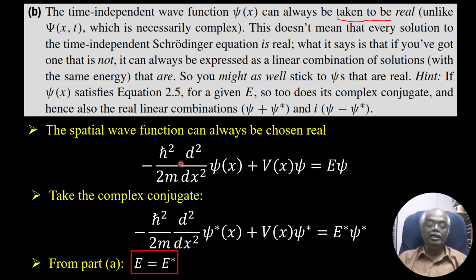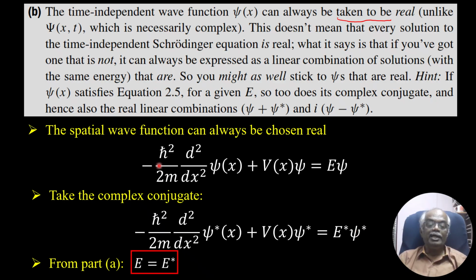So let psi of x be the solution to the Schrödinger wave equation, that is minus h cross squared over 2m d2 over dx2 psi of x plus v of x psi, which is equal to E psi. So take the complex conjugate of this. Then minus h cross squared over 2m d2 over dx2 psi star of x plus v of x psi star, which is equal to E star psi star.